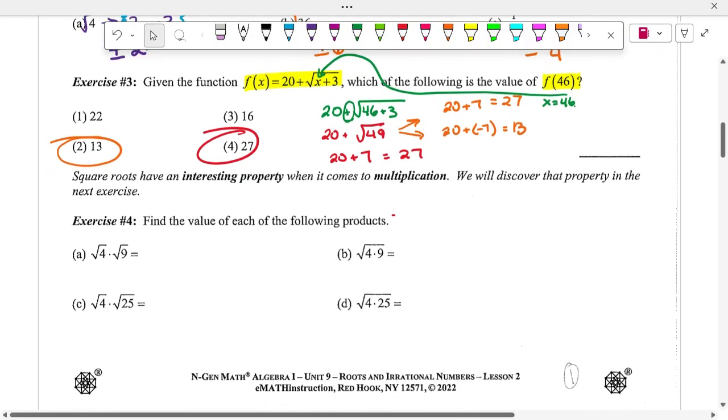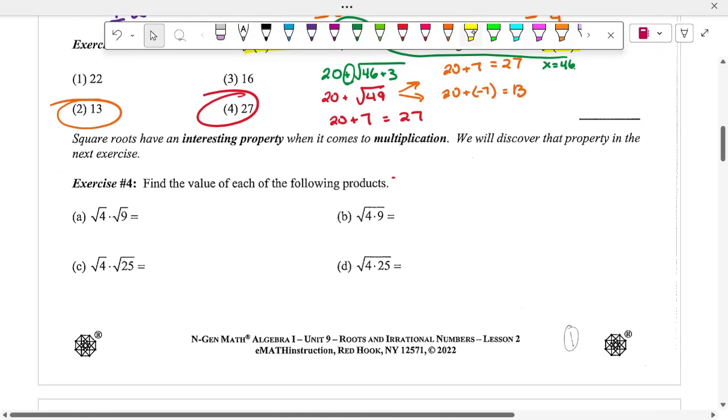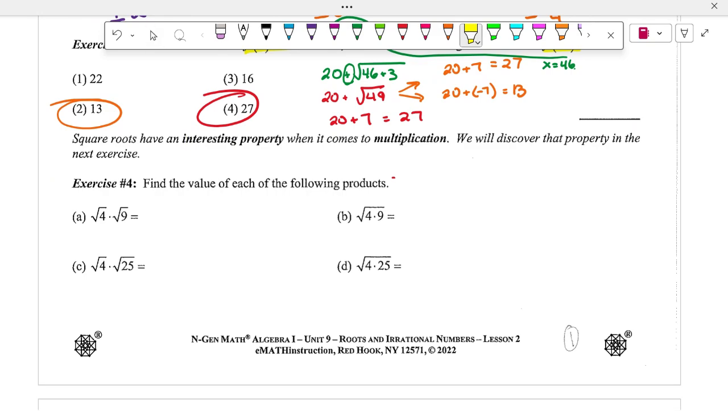Okay. Now, this is where you're going to need your calculator. So here's an interesting property when it comes to multiplying radicals. So do me a favor. In A, do the square root of 4 times the square root of 9 in your calculator and tell me what you get. No, it's 6. What are you doing? You definitely did not get that out of the radical. You expanded the 4 radical all the way over.